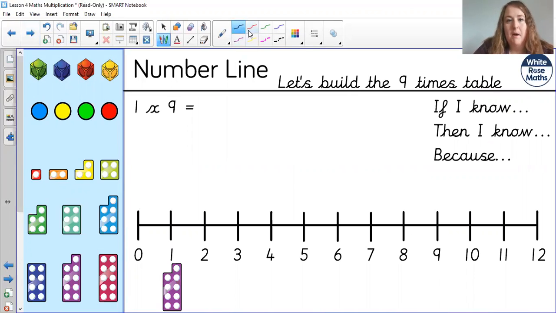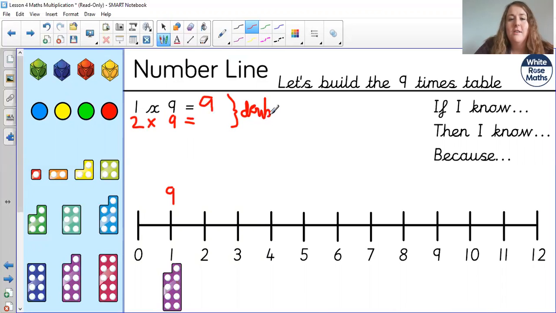So I'm going to start with my red colour first of all, and 1 times 9 I know is 9, so I can pop that one on there already. So if I know, then I know that I can use my doubling technique. So if I know 1 times 9, then I can double it to work out my 2 times 9. So I can use my doubling.